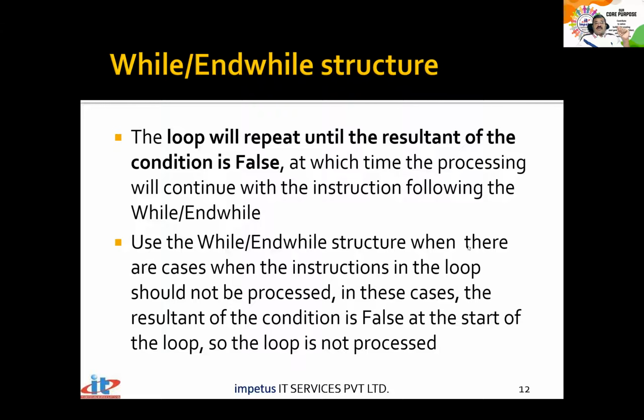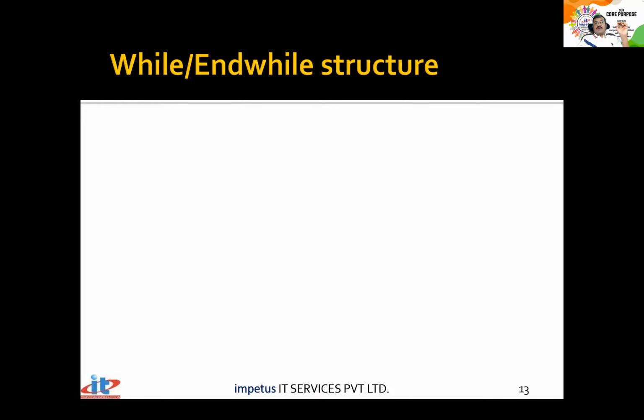Use the end while structure when there are cases when the instructions in the loop should not be processed. In these cases, the result of the condition is false at the start of the loop, so it is not processed. So it is giving us a hint when to use while loop. You should use while loop where there exists a possibility that you are not required to execute the statements even once. If such a possibility exists, then you can go in for this while loop.